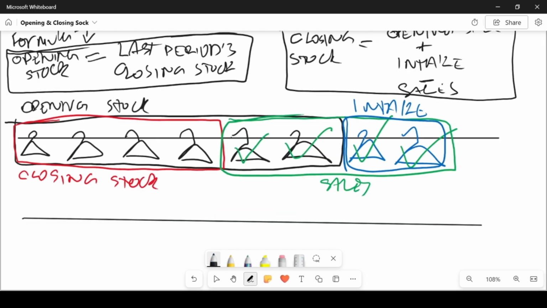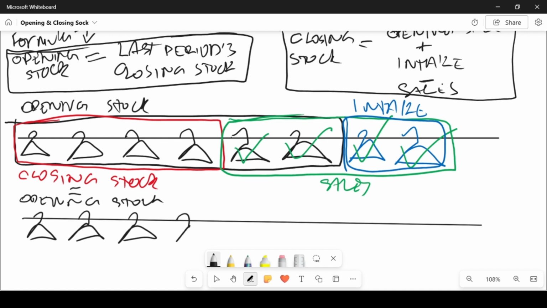So if we were to now start a new week and we're opening a new period, we know that the formula for opening stock is last period's closing stock. So we would open with our closing stock from last week, which is our 4 items that didn't sell last week. That now becomes our opening stock.